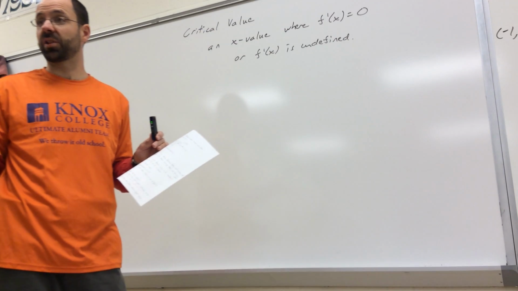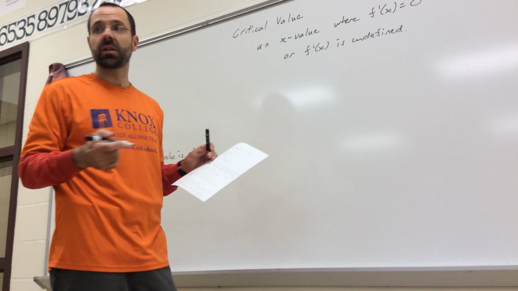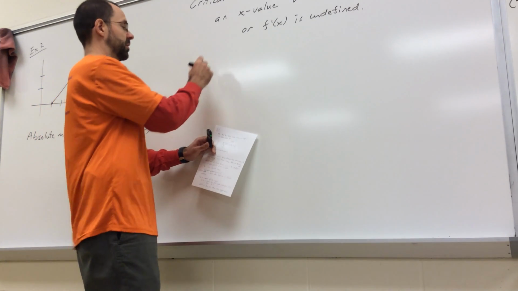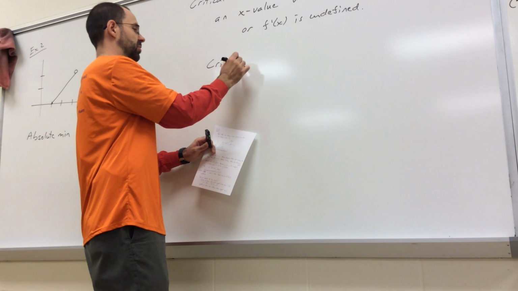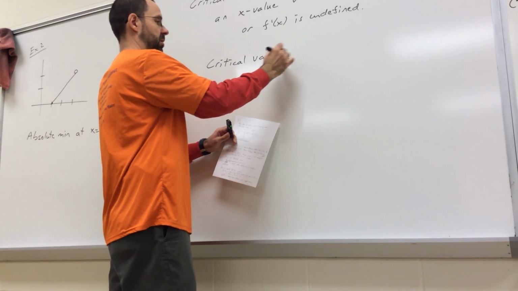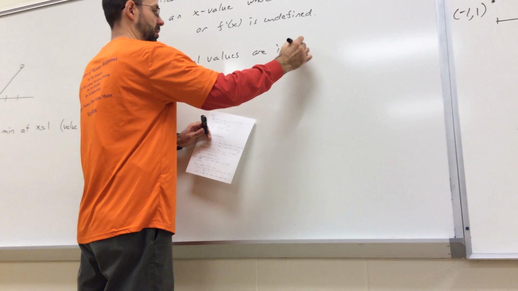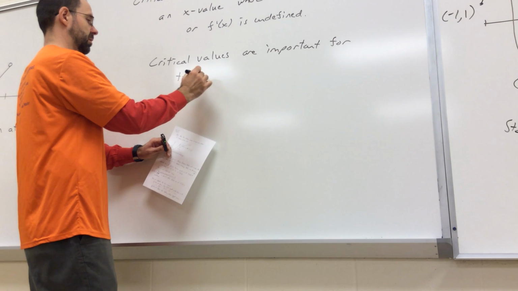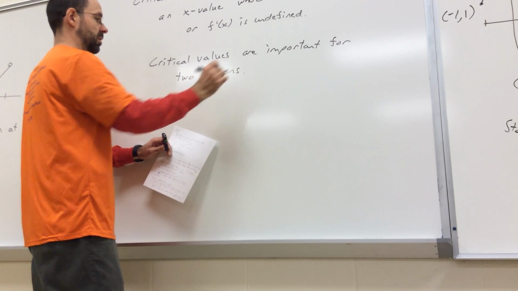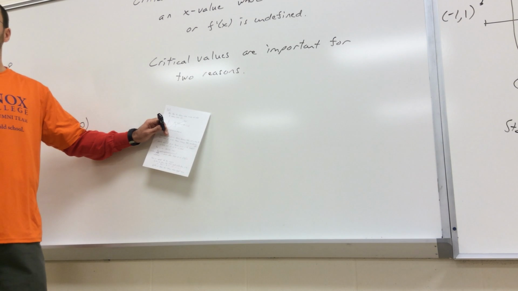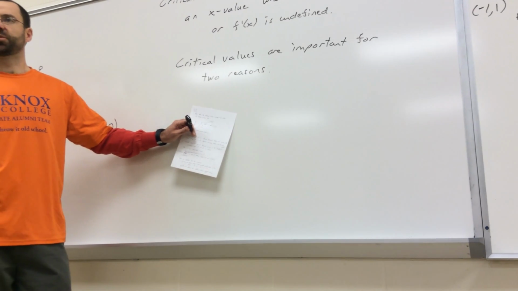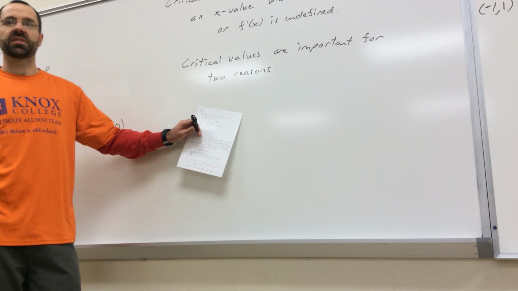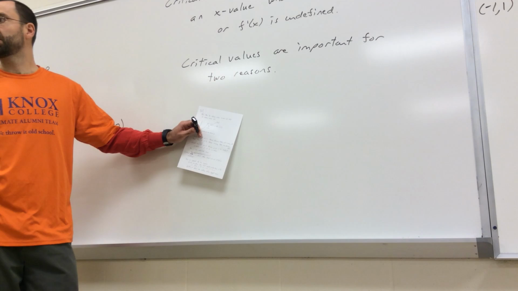So this isn't a coincidence. It's connected to what we did yesterday. Okay, so critical values are critical for 2 reasons. So they're important for 2 reasons. And they're called critical values because they're important. So I wasn't joking when I said that critical values are critical for 2 reasons. That's where the name comes from. They're important.